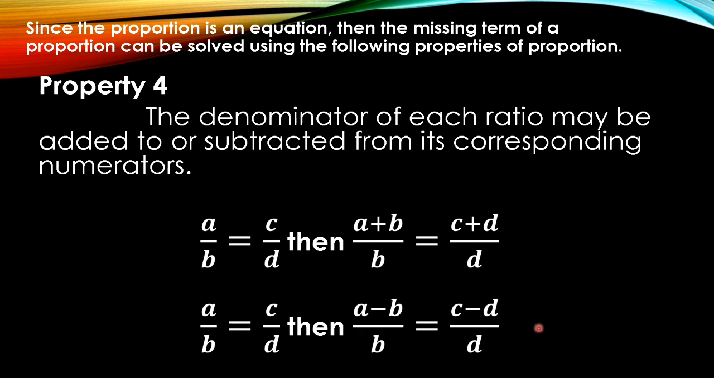So, yung property or properties na from 1 to 4, pwede natin silang gamitin to solve the given proportion. Pero yung pinaka nagagamit sa kanila is the property number 1. So, yun yung gagamitin natin sa mga examples natin in solving proportions. So, yun lang. Maraming salamat.